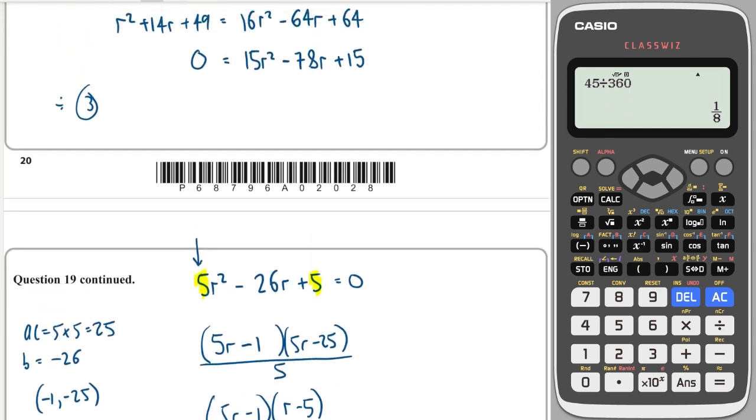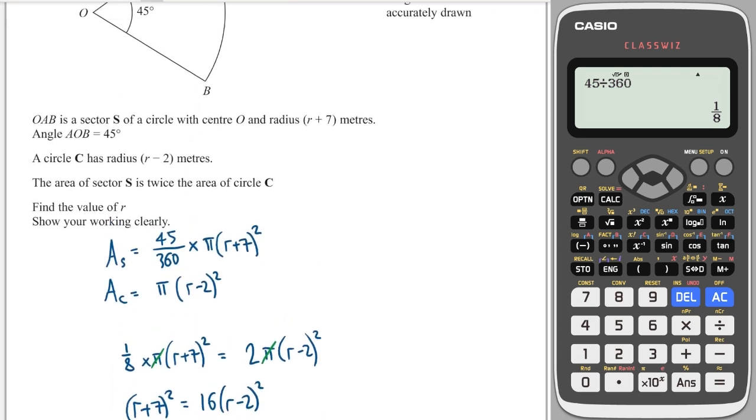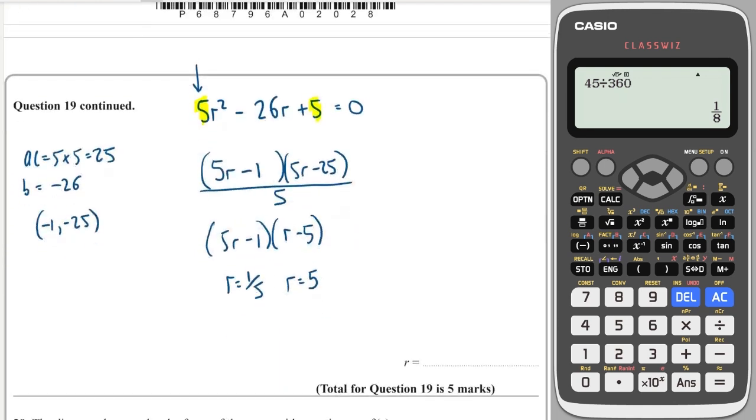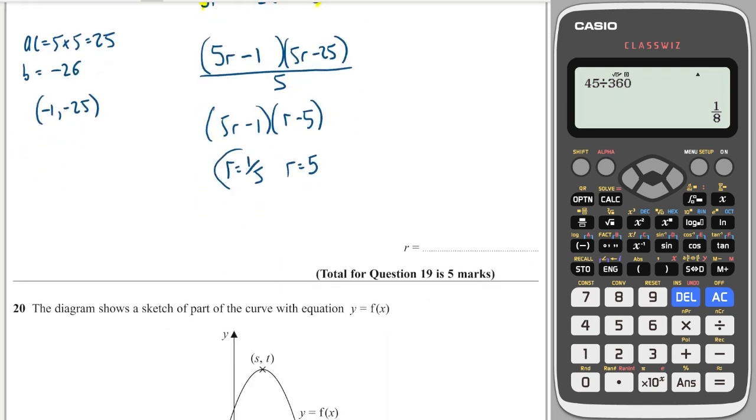Now the question is, do we need to eliminate one of these answers? Well, yes we do, because of this bit here. R minus 2 is a distance. But can R minus 2 be a distance if we select R to be 1 over 5? Because that would give me R minus 2 would be 1 over 5 minus 2, and that would be less than 0. And we can't have a distance which is less than 0. So therefore we have to eliminate this as one of the solutions, and the only solution is that r equals 5.